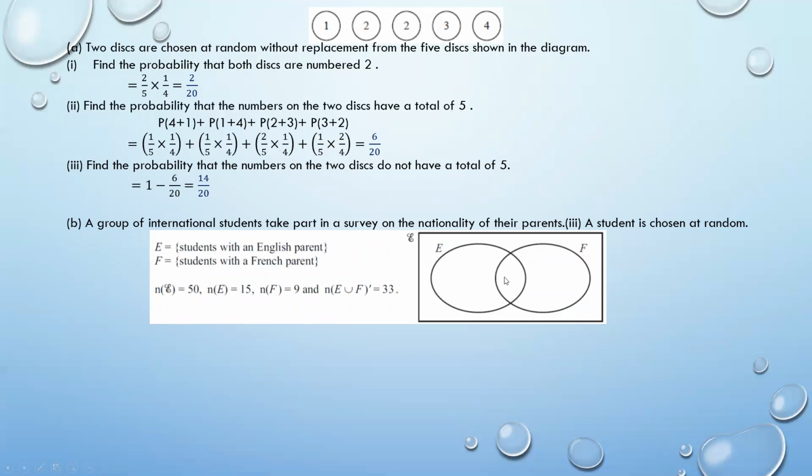Okay, now B, another one. This is a Venn diagram, with a survey of nationality.